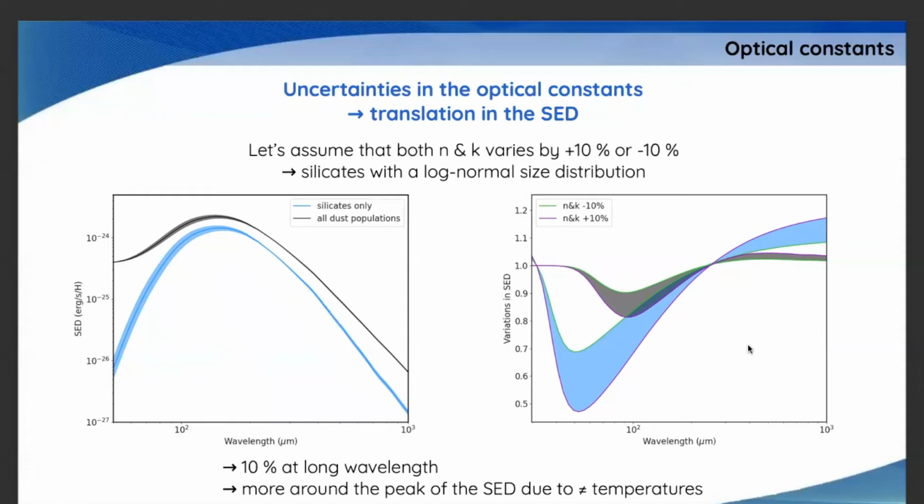However, you see that it changed the peak position, simply because since they don't emit the same quantity of photons at long wavelengths, they don't have the same temperature. So you will have a larger uncertainty around the peak of the SED, okay? But if you are only interested in what happens at 3 millimeters, maybe it's not very important. It's important, but maybe.